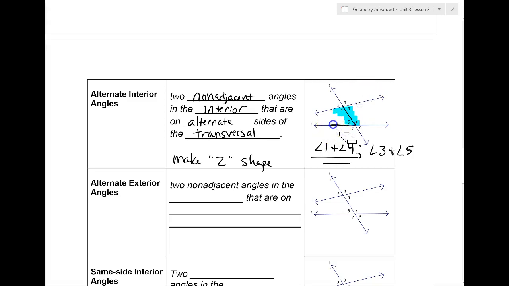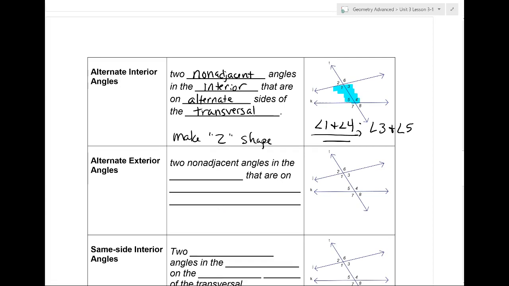All right, next ones. We got to stop, unfortunately. We got to keep going. Alternate exterior. Some books do not have this, some books do. I always refer to these because it makes your life easier if you know them. Alternate exterior angles are two non-adjacent angles. Guess where they're located? See, you already know the definition. In the exterior that are on alternate sides of the transversal.